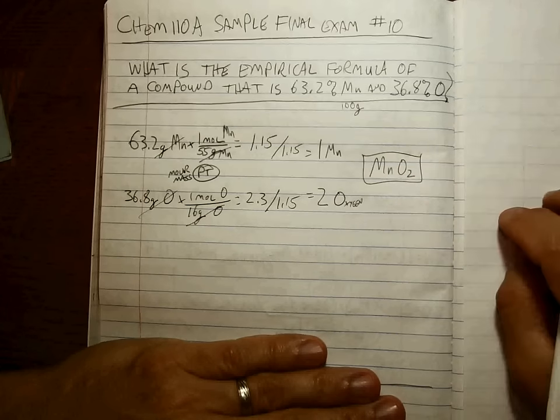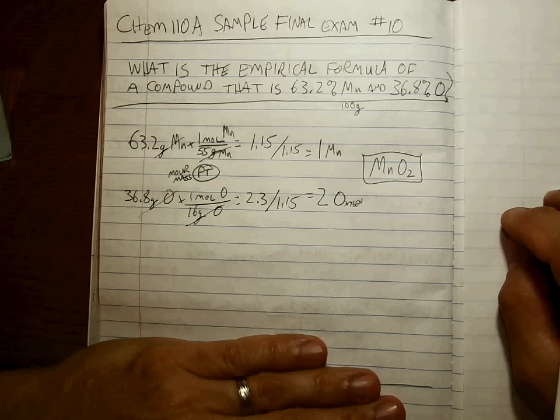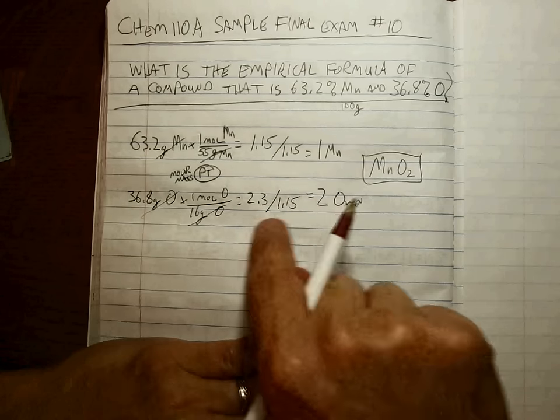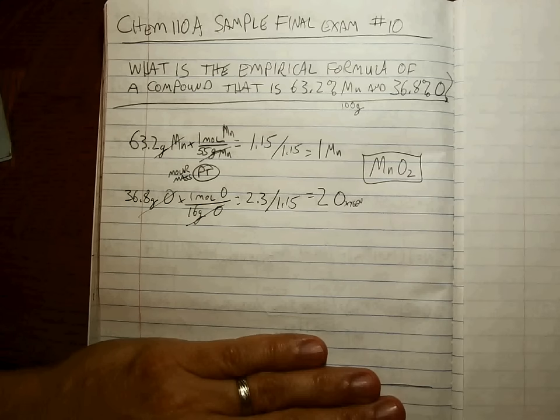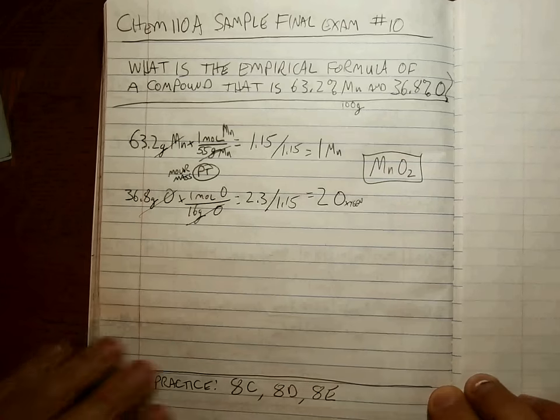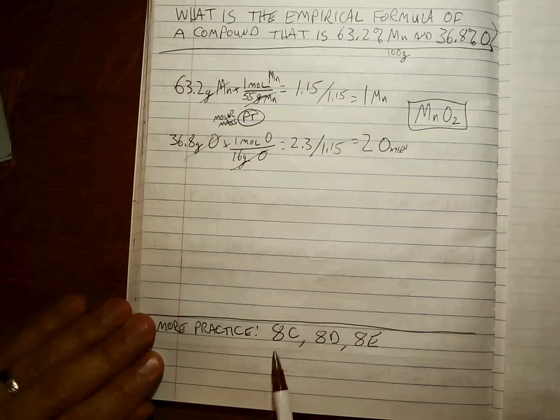Oh my gosh, it's like printing your own points for class. It's such an easy problem, and we're going to do that same strategy every time, and you're going to have 3 empirical formulas, so be ready for it. Practice 8C, 8D, 8E. Good luck.